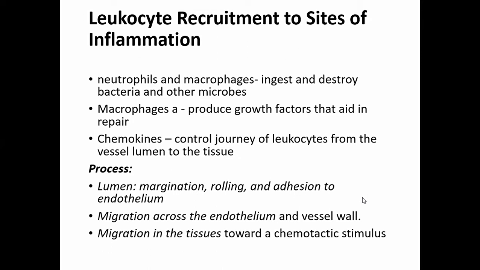But in inflammation, the endothelium is activated and can bind the leukocytes as a prelude to the exit from the blood vessels. Then they migrate across the endothelium and the vessel wall, and then go to the tissues toward a chemotactic stimulus.